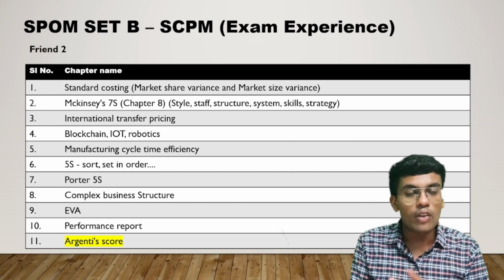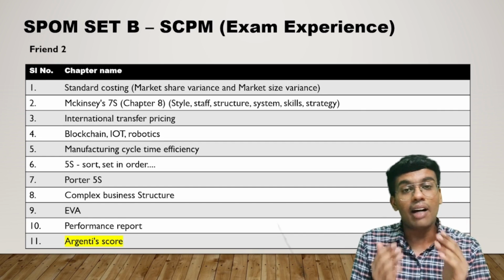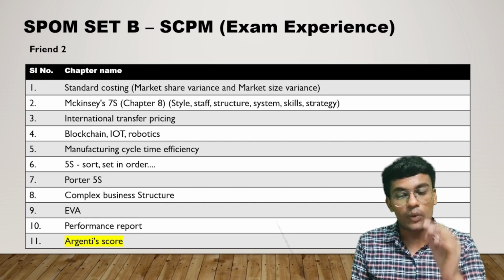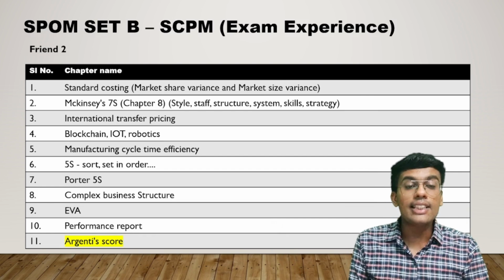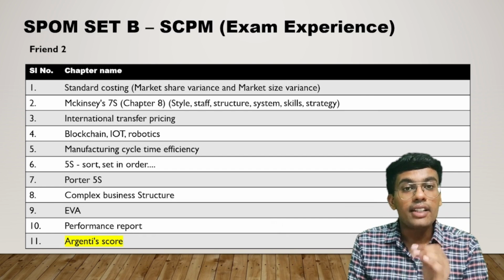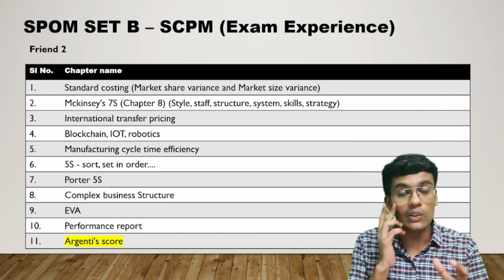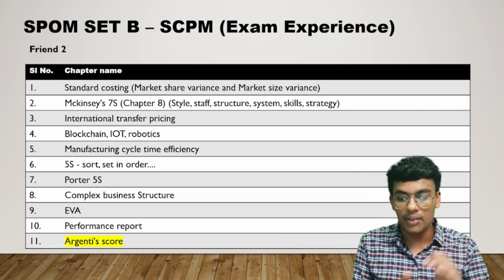He told me that some of the questions were asked from standard costing, that is market share variance and market size variance, which he had to calculate; a practical question was asked from this chapter. McKinsey's 7S, that is chapter number 8: style, staff, structure, system, skill, strategy. So related to this, a question was asked in his examination.